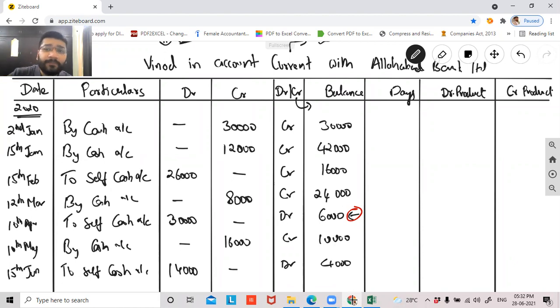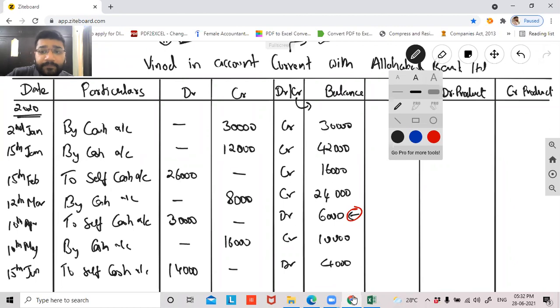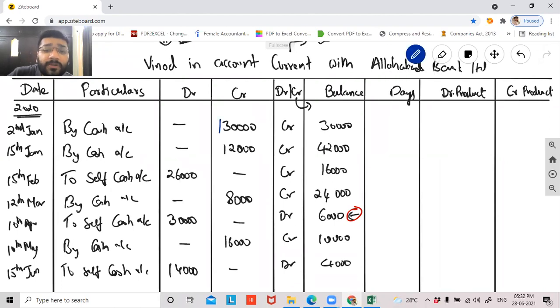Logic is very simple, Kana. Now, tell me one thing. This 30,000 rupees, which Vinod has given to the bank, on which date did Vinod give this to the bank? So can I say 2nd January?